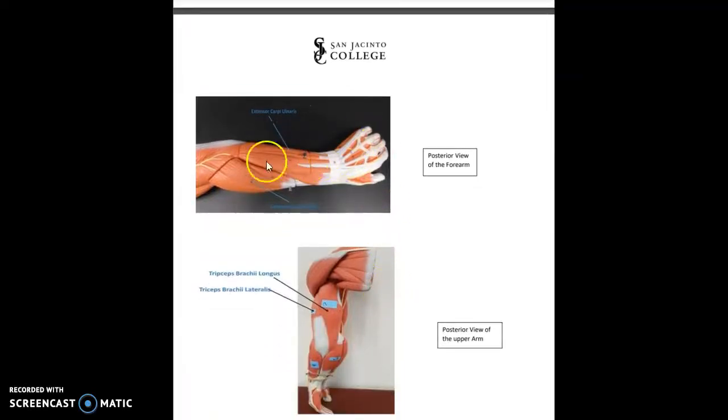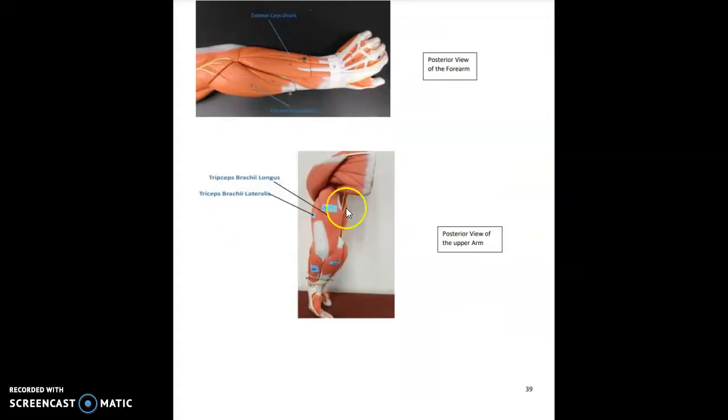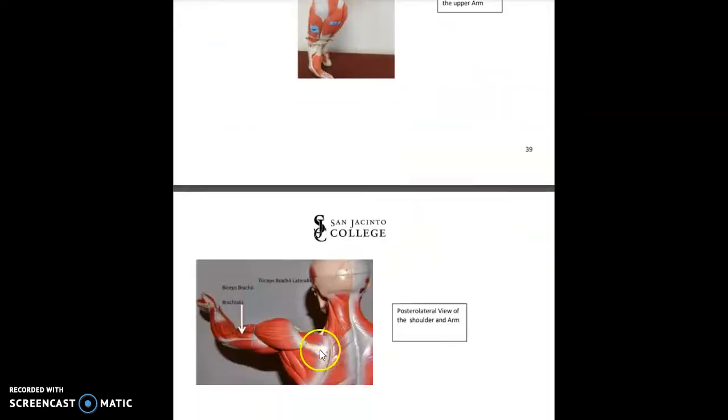And the posterior region are extensors. Then we have extensors for the posterior region of the arm. And on the side of the pinky, we have the ulnaris, and on the side of the thumb, we have the radialis. It's the same thing for the arm, and here we have the triceps brachii, and this is for extension. Then posterior region, extension.